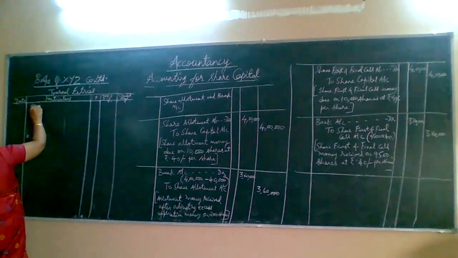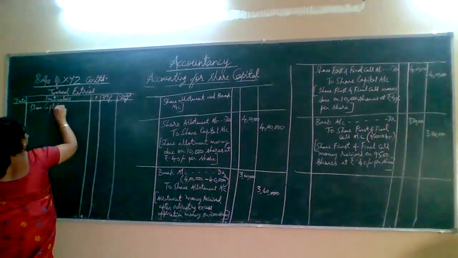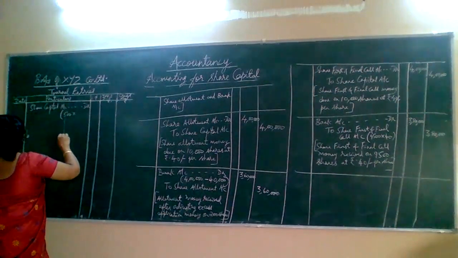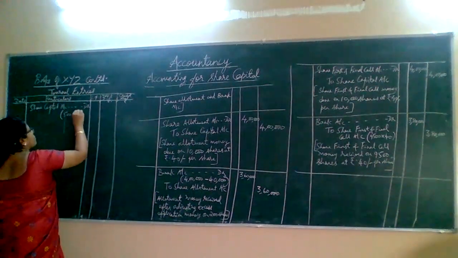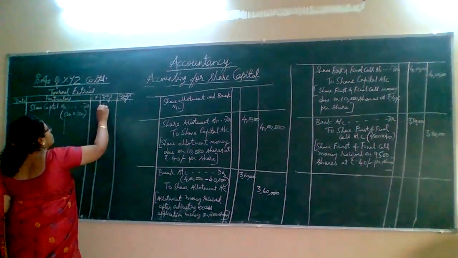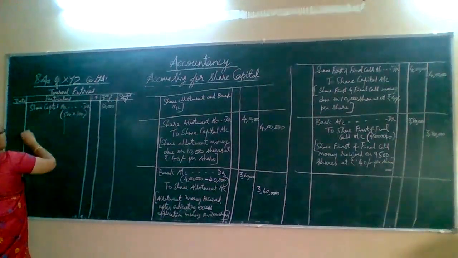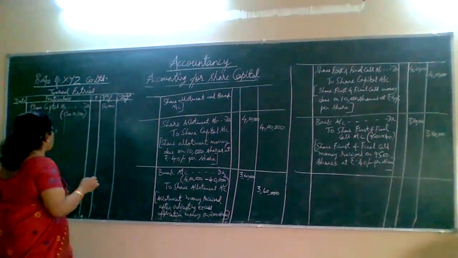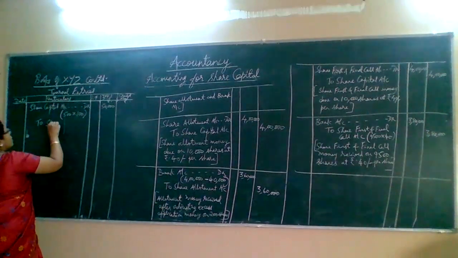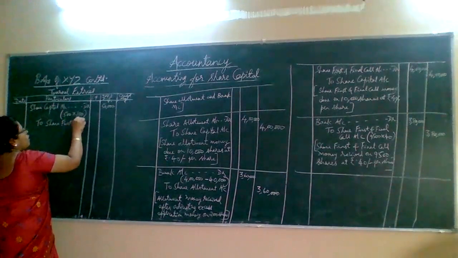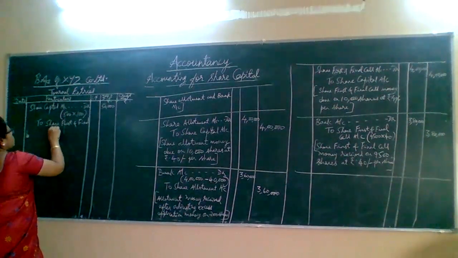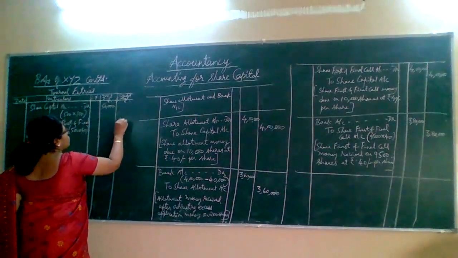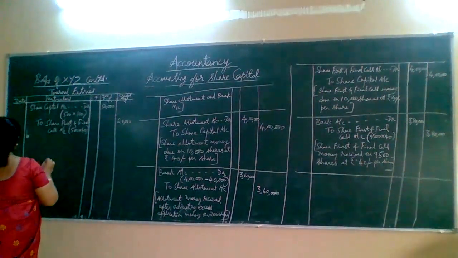The entry will be share capital account debtor. How many shares are forfeited? 500 shares. What is the actual value? Face value is 100 rupees per share, so it comes to 50,000. It is forfeited for non-payment of the first and final call money. First we record to share first and final call account: 500 shares at 40 rupees comes to 20,000.